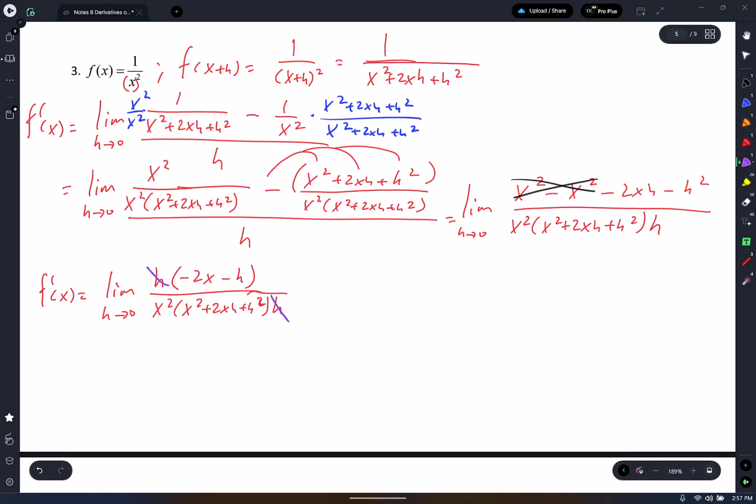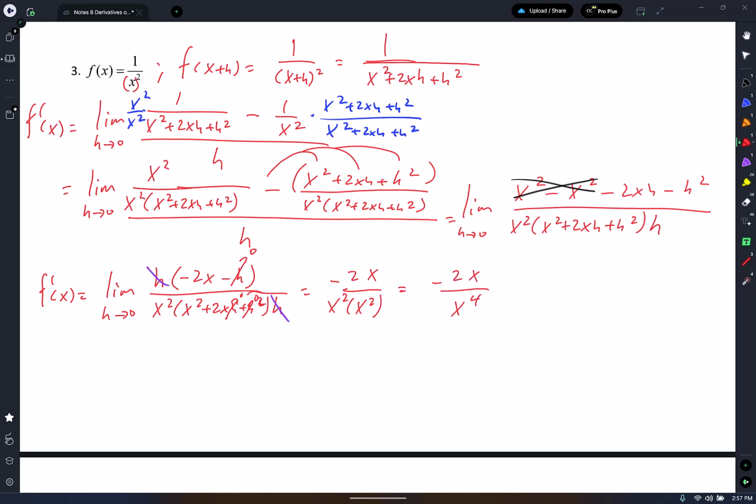And now I can do direct substitution. This h is approaching 0. That h is approaching 0. That h is approaching 0. So you have negative 2x over x squared times x squared. So negative 2x over x to the 4th. We're almost done. What can I cancel out? One of the x's. Negative 2 over x cubed. So my derivative, or my f prime, is negative 2 over x cubed.